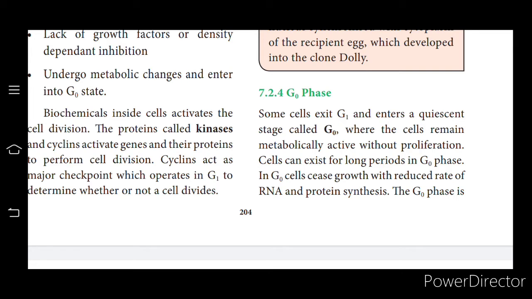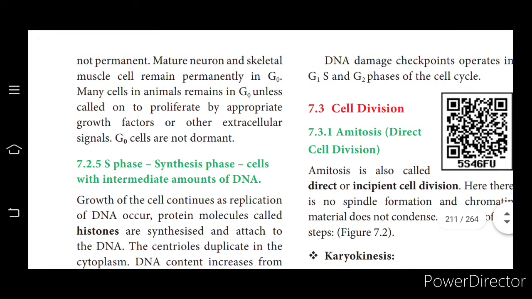Okay, cells can exist for long periods in the G0 phase itself. In G0, the cell ceases, it stops. Cease means stop the growth and reduce the rate of RNA and protein synthesis. The G0 phase is not permanent. Mature neurons and skeletal muscles remain permanently in G0. Many cells in animals remain in G0 unless called on to proliferate by appropriate growth factors and other extracellular signals.